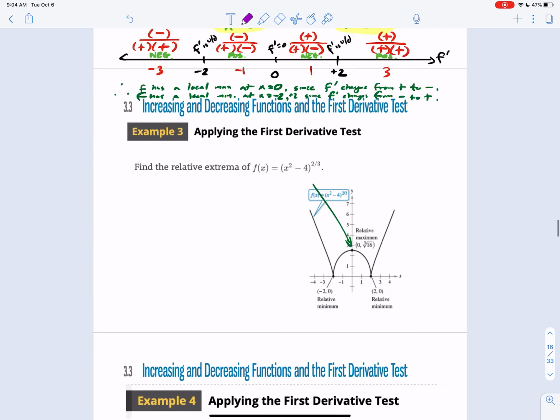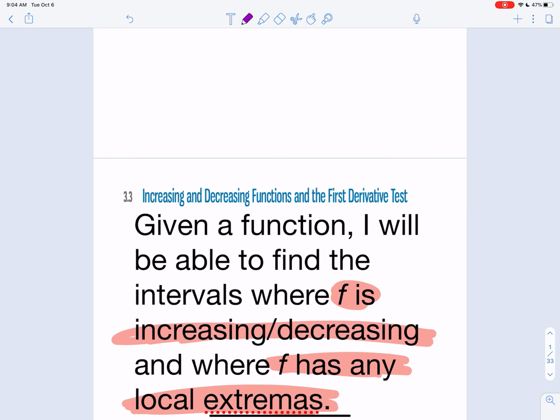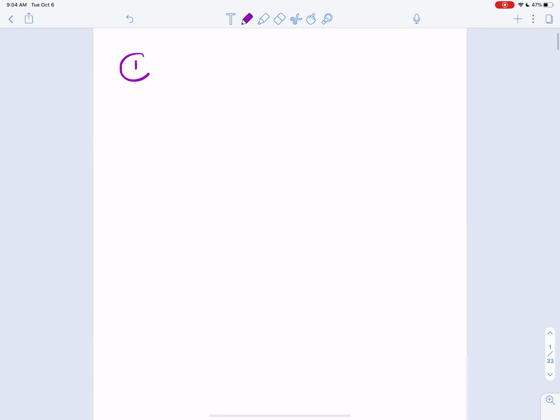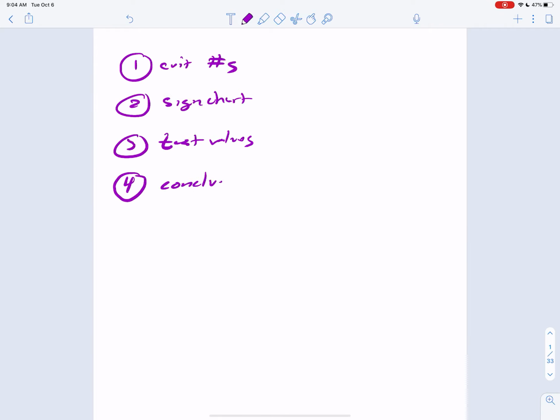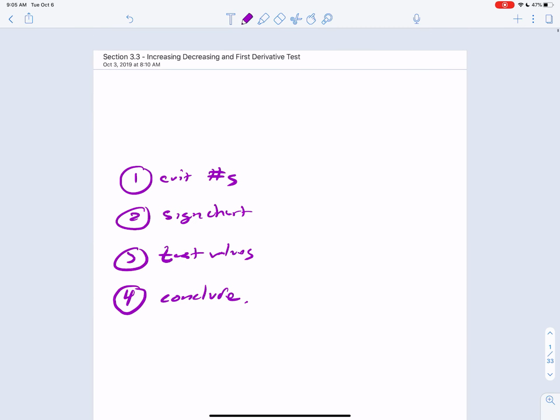Okay, so to wrap this up, you guys, we found out how f is increasing and decreasing, and we know where the local extremas are. First, we find our critical numbers, where the derivative is 0. Second, sign chart. Third, test your values. Fourth, conclude. Okay. That's it, you guys.